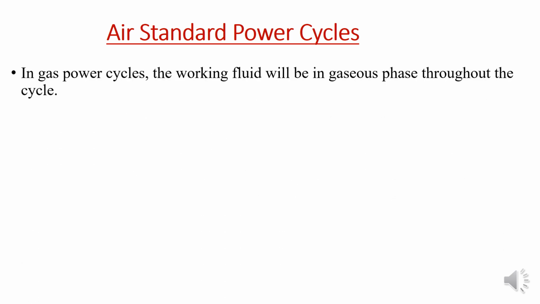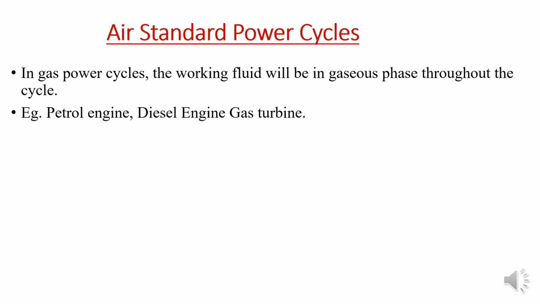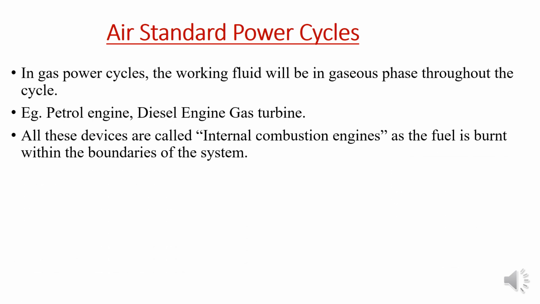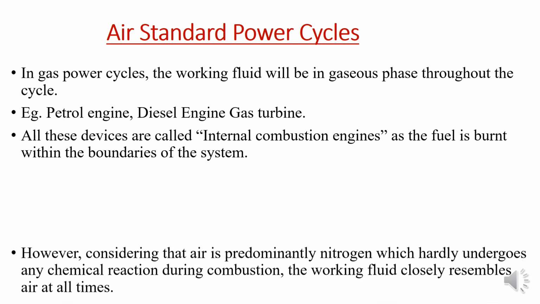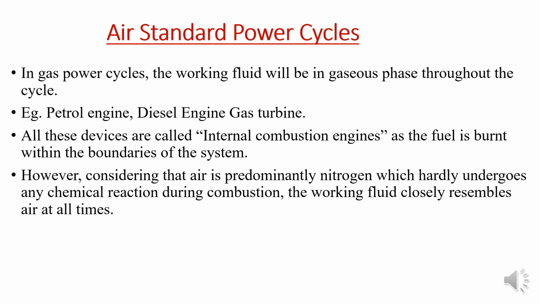In a gas power cycle, the working fluid is some fuel which will be in the gaseous phase throughout the cycle. Examples are the petrol engine, diesel engine, and gas turbine. In an IC engine, the fuel is burnt within the boundary of the system, where during the conversion of power the working fluid has only the vapor phase.